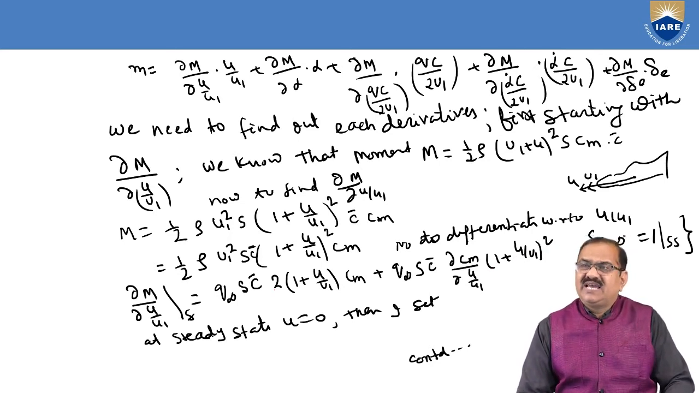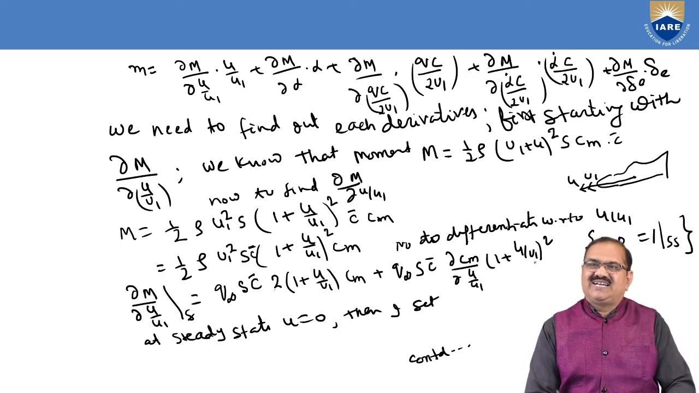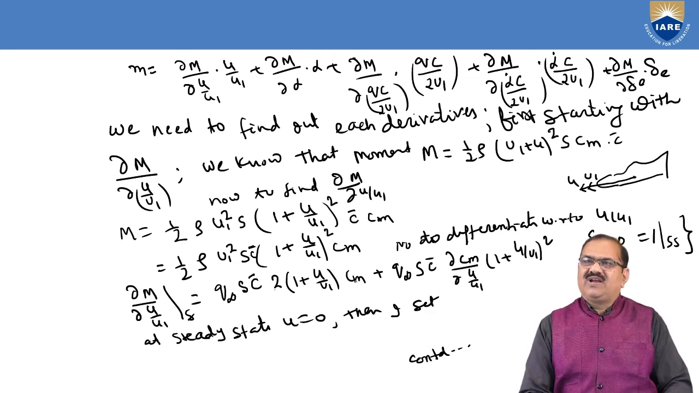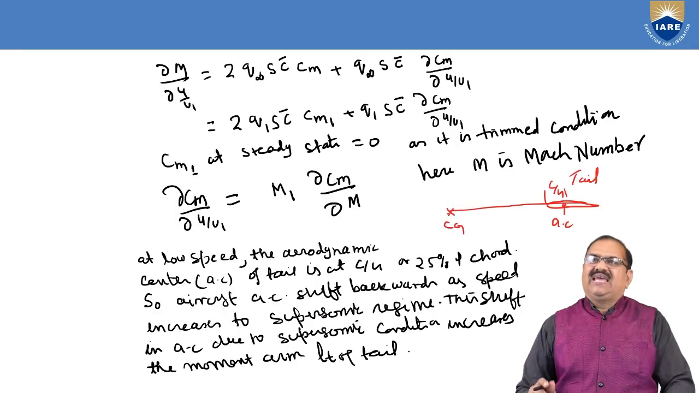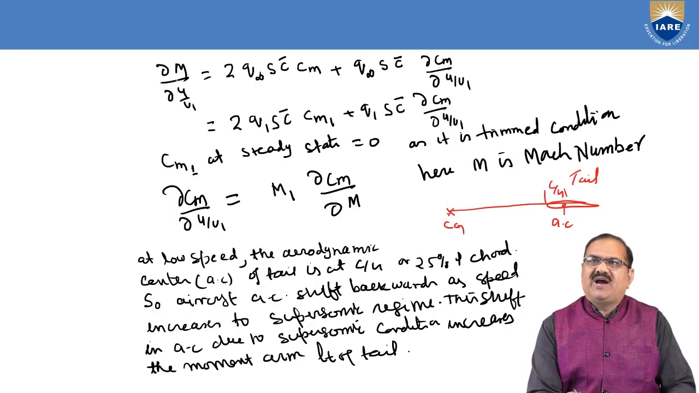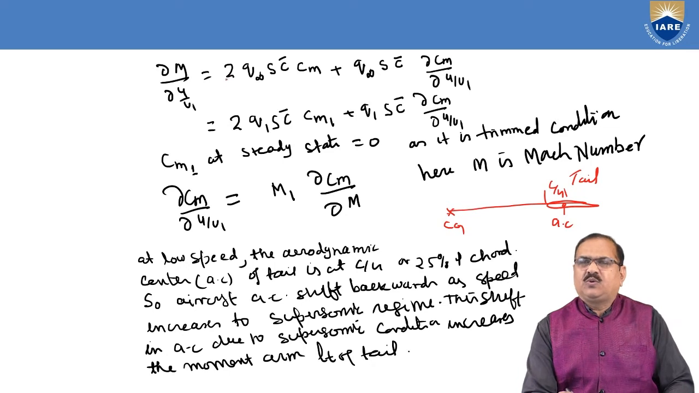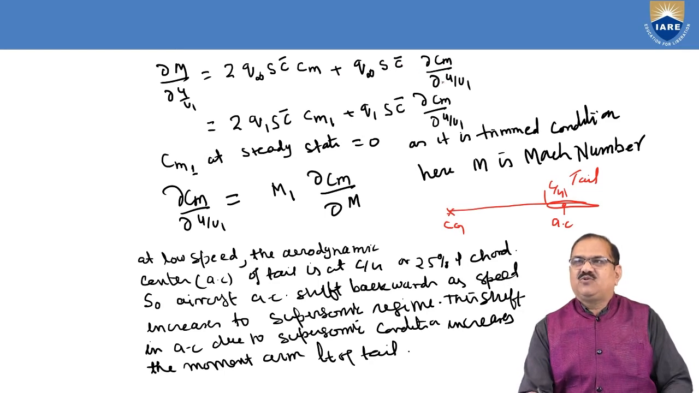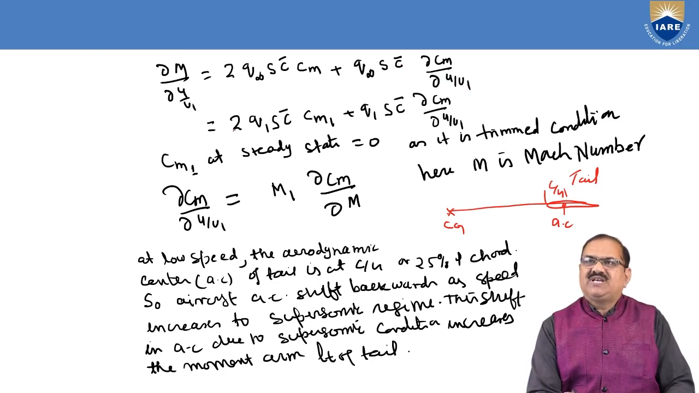Here the infinity will be 1 as a subscript for the steady state condition. So here for steady state, u is equal to 0. Then we get that ∂M/∂(u/u1) is equal to 2 Q infinity S c bar Cm plus Q infinity S c bar ∂Cm/∂(u/u1). So here all infinity will be 1.